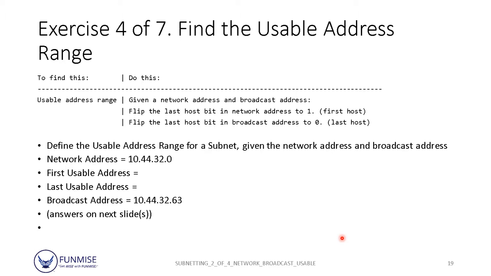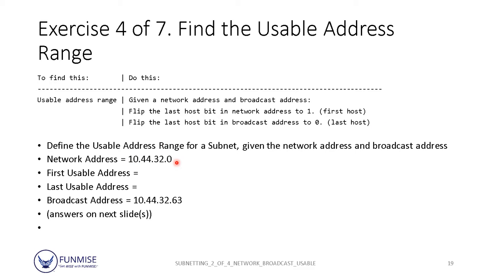Exercise number 4, find the usable address range. To find the usable address range, I like these handy hints up here at the top. So you're given a network address and a broadcast address. Oh, you gave me that much. That's so nice of you. Then you would just flip the last host bit in the network address to 1. That would be the first host. And flip the last host bit in the broadcast address to 0. And that would be your last host.